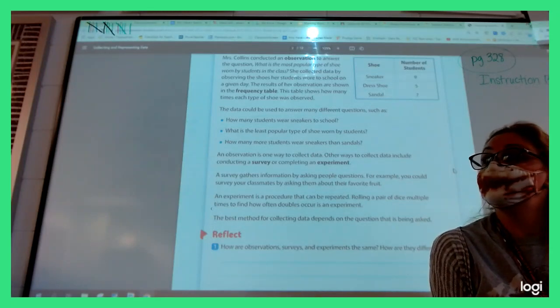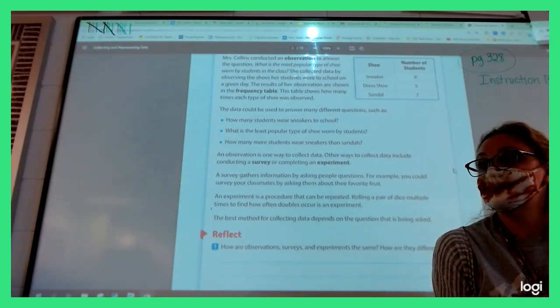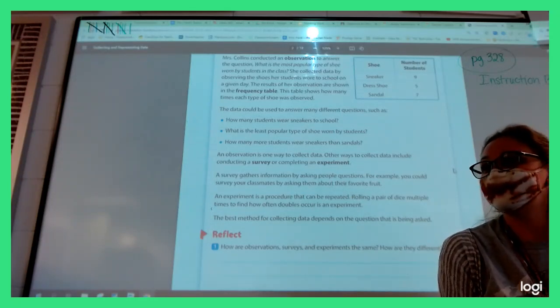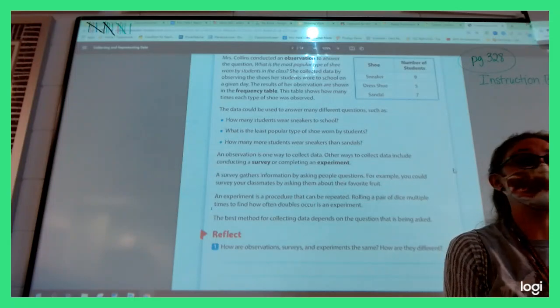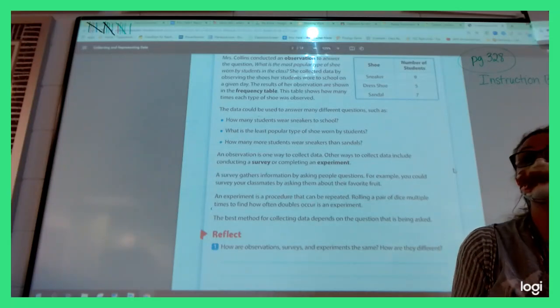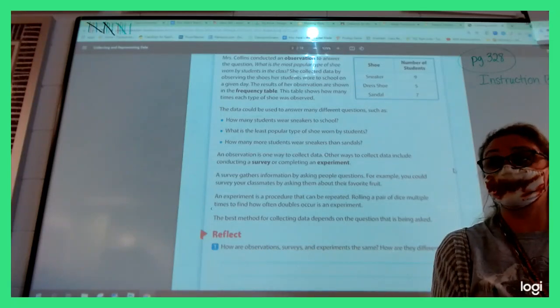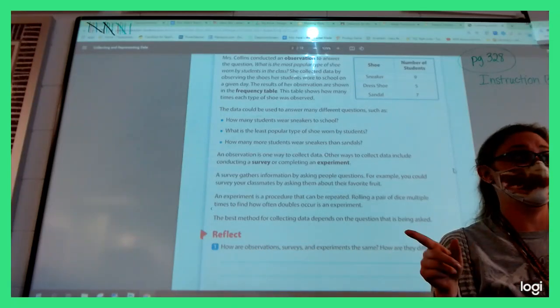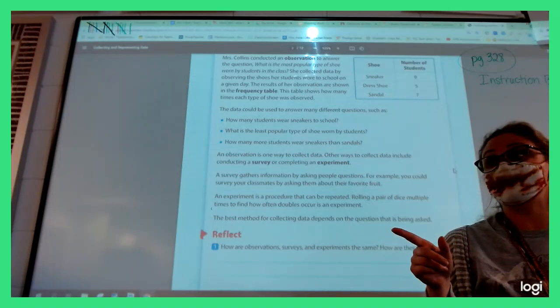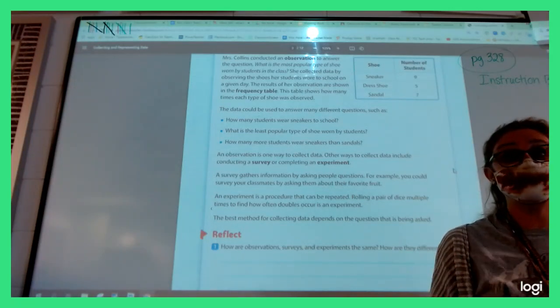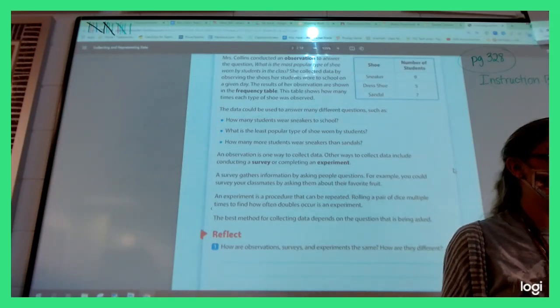You ask the people with the survey, but with observation you just look. Yeah, so I could look right now and say the colors of shirts my kids are wearing in class. But if I wanted to know your favorite color of shirt, can I know that just by looking? Or would I have to ask a question? Ask a question. I'd have to ask a question, which is a survey.